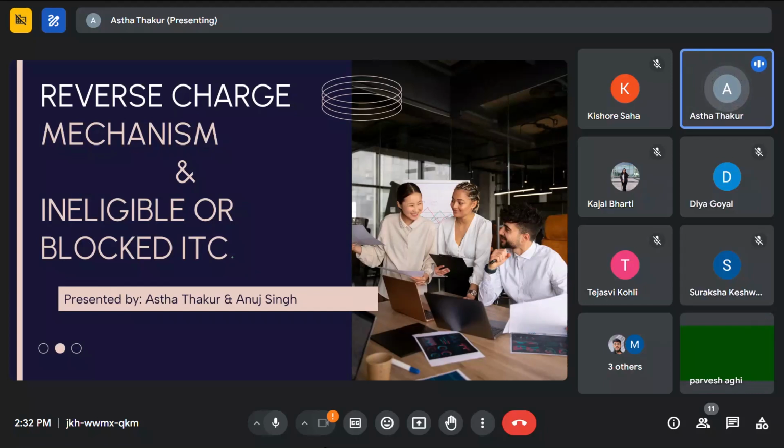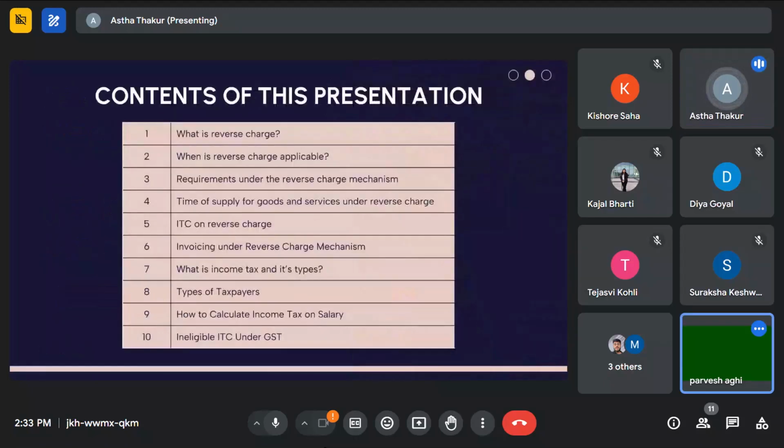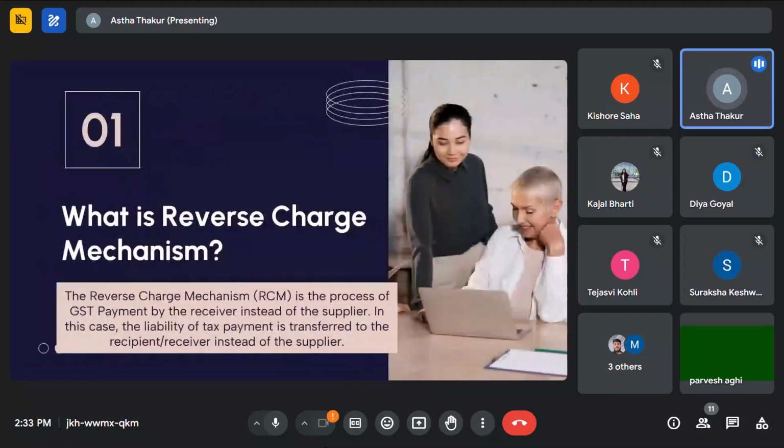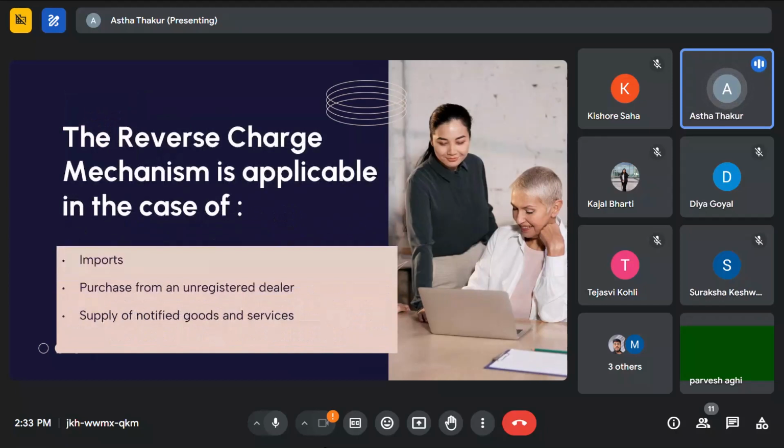Good afternoon, everyone. Today, me and Anuj will be presenting on the topic reverse charge mechanism and ineligible or blocked ITC. This will be the flow of presentation. Starting with what is reverse charge mechanism? The reverse charge mechanism is a process of GST payment by the receiver instead of the supplier. In this case, the liability of tax payment is transferred to the recipient instead of the supplier. These are the three cases in which the reverse charge mechanism is applicable. First one being the imports, purchases from an unregistered dealer, and supply of notified goods and services.